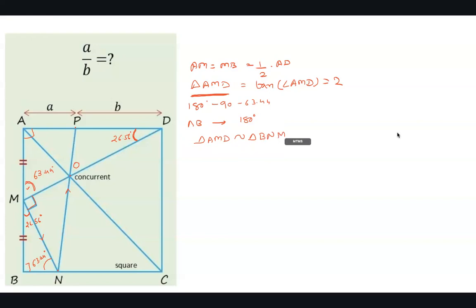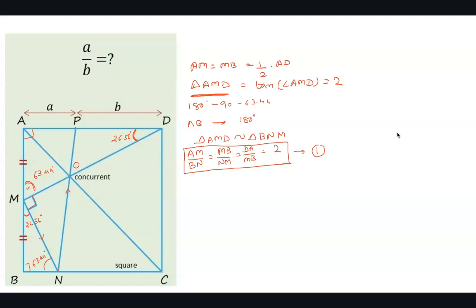Now, when two triangles are similar, we know that the ratio of their corresponding sides is always equal. So, AM divided by BN is equal to MB divided by NM is equal to DA divided by MB, and this ratio is nothing but 2. Let us call this result number 1. This will be useful in some time.